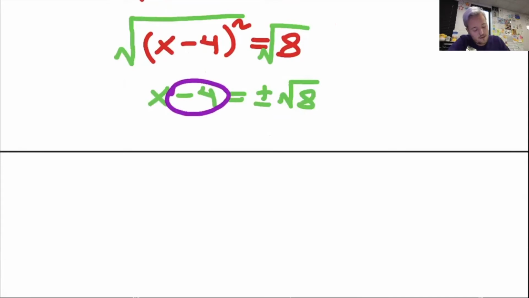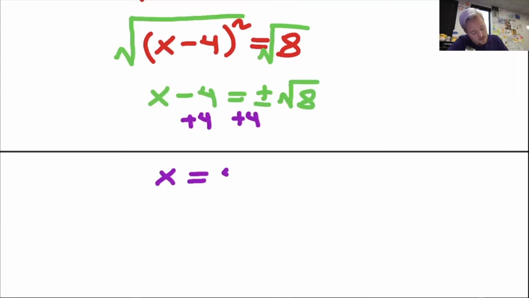All right, so now I'm going to get rid of this -4. Because I want to solve for x, I want an x equals equation here. So I want the x to be in front of the plus or minus. So I'm going to do +4, +4, and I'm going to have x equals 4 plus or minus the square root of 8.